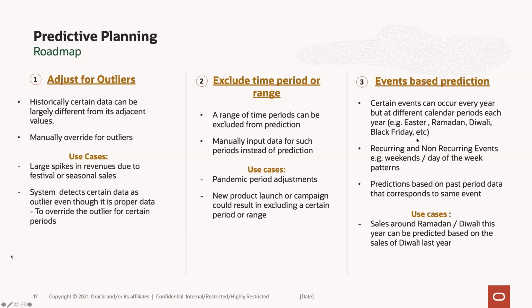And then last but not least is really the ability to configure events. Depending on the nature of your business, things like big promotions, or if you're maybe in a retail business, things like holidays like Easter or Ramadan or Diwali. Diwali's this week here in India. These things happen at different times throughout the year, and if you don't account for the events correctly, that could skew the prediction.